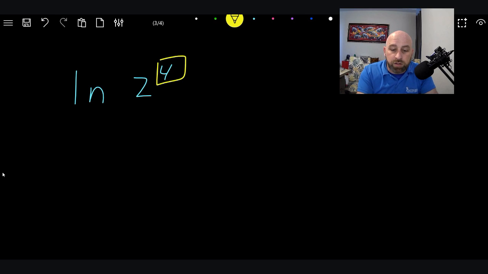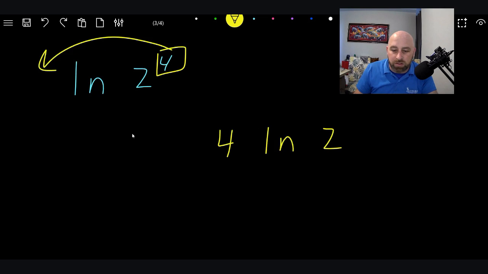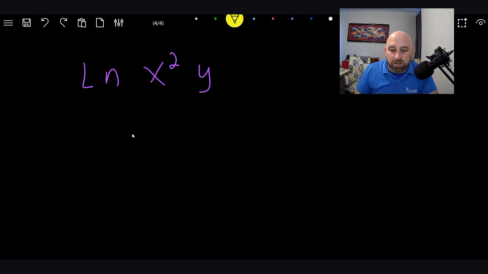So remember what you do is you take that exponent right there and you move it out to the front. So that's going to look like 4 ln z. All right. And remember, I said that it basically doesn't change just because you're using the natural log. It's the same thing as using log. It's just a different base that you're dealing with.